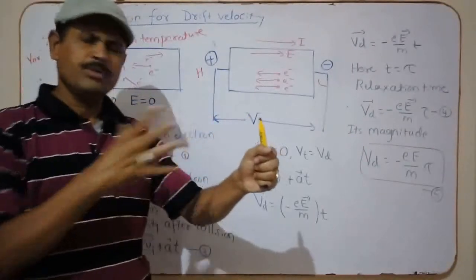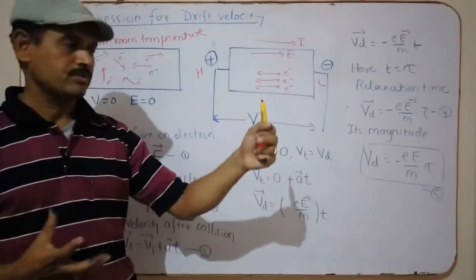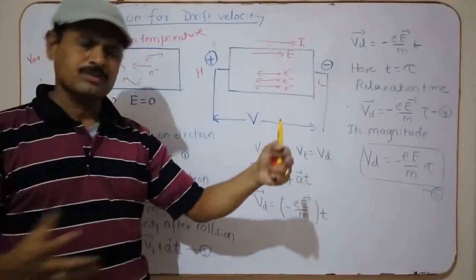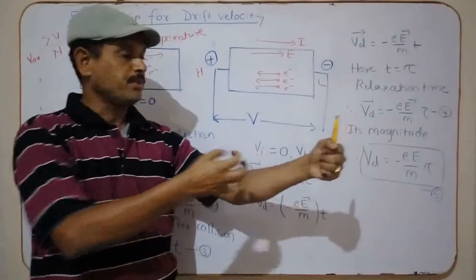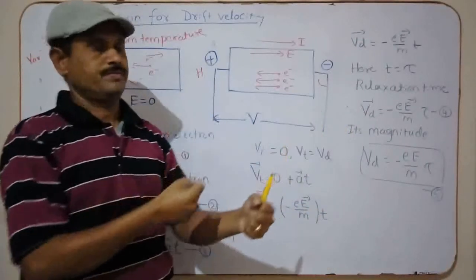There are so many electrons, thousands of electrons. They drift from one point to another point due to successive collisions.